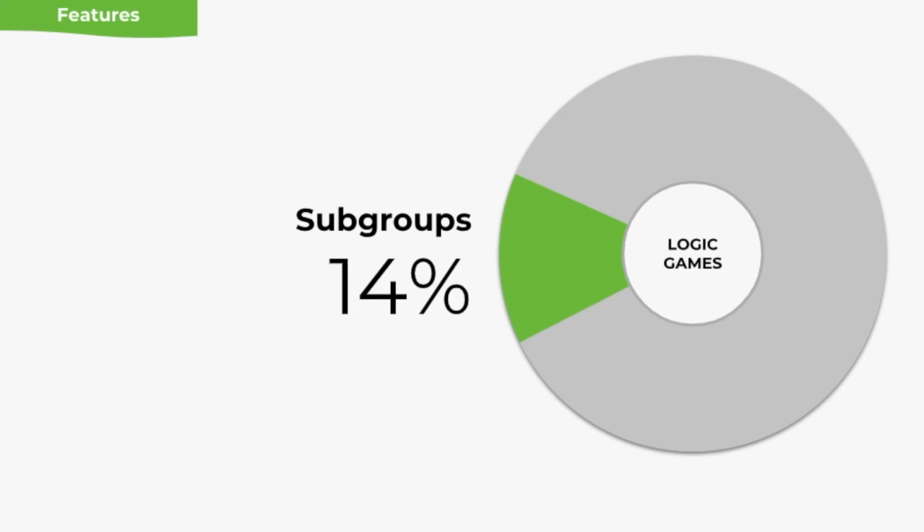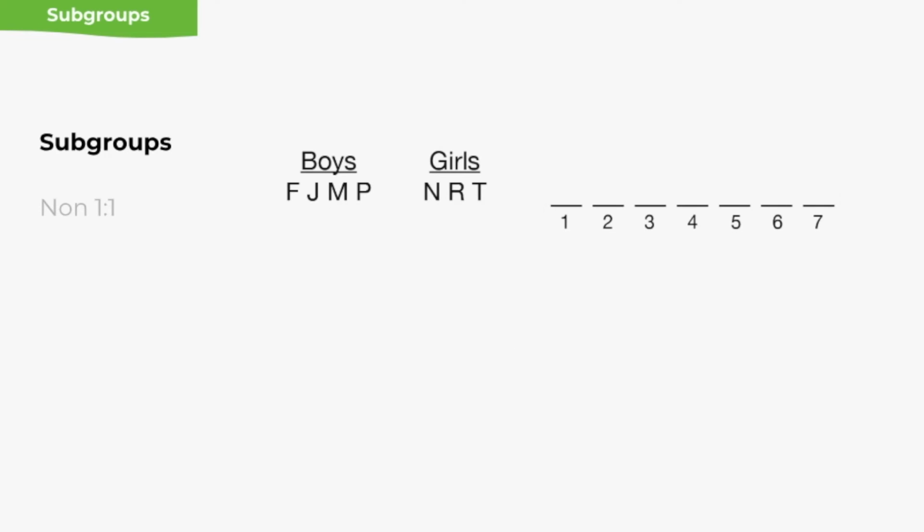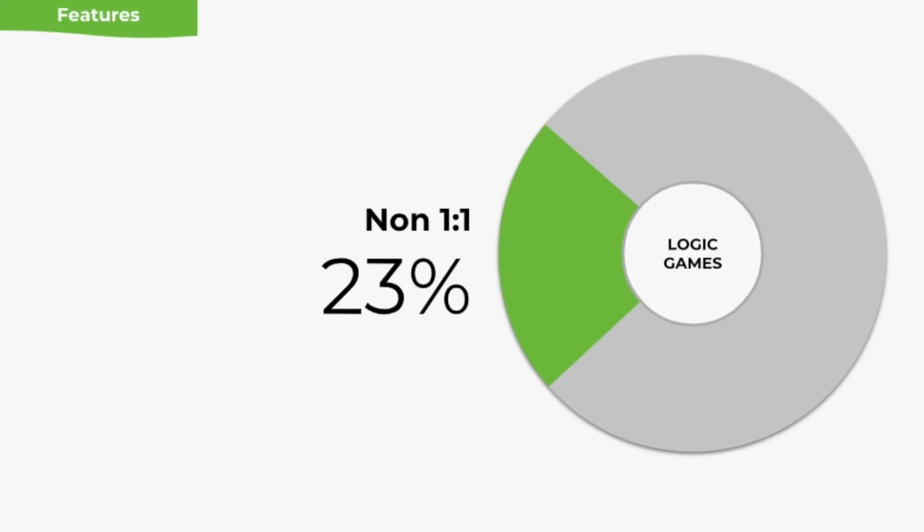Games that have subgroups, meaning different kinds of players. 14% of all games have this particular feature, and it's definitely something that will increase the difficulty level. And you can just simply use separated rosters for your elements so that you can remember who's who as you're approaching that game. And then there are non-one-to-one games.